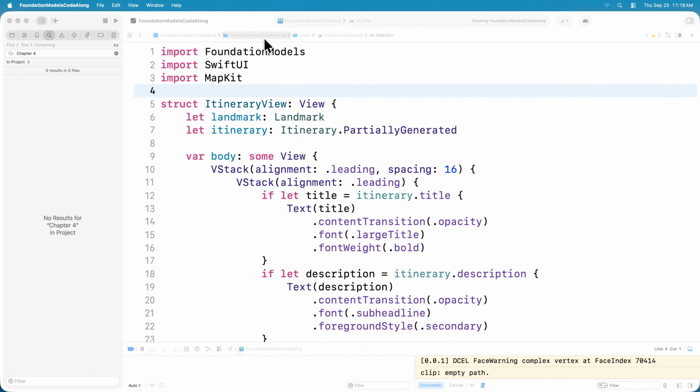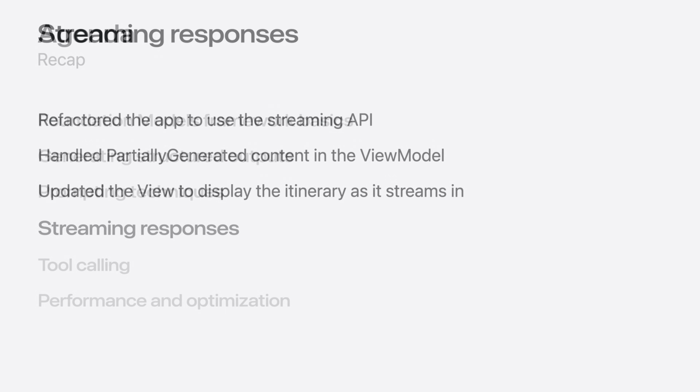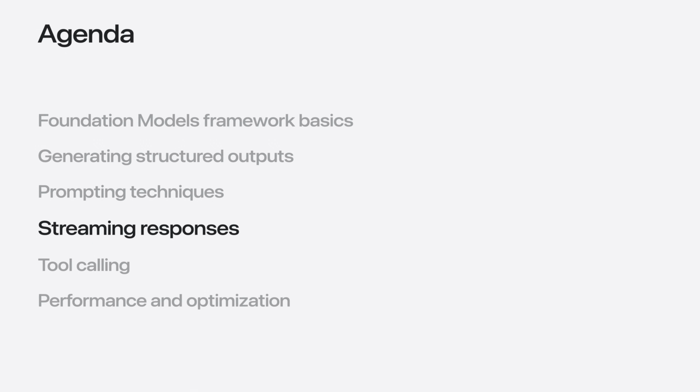Awesome. In this chapter, we made a big leap in user experience. We refactored our app to use the streaming API and learned how to work with partially generated content in our view model. And finally, we updated our view to display the itinerary as it is being generated in real time. That wraps up chapter 4 on streaming responses.